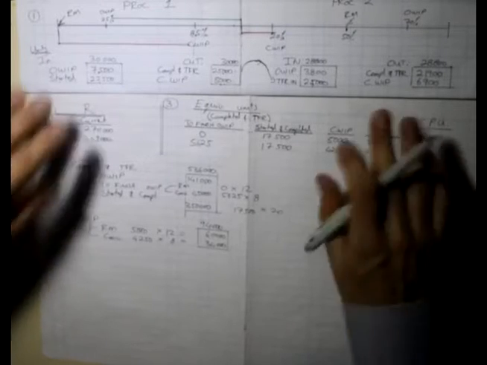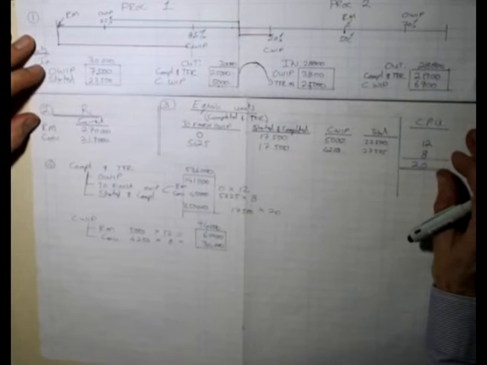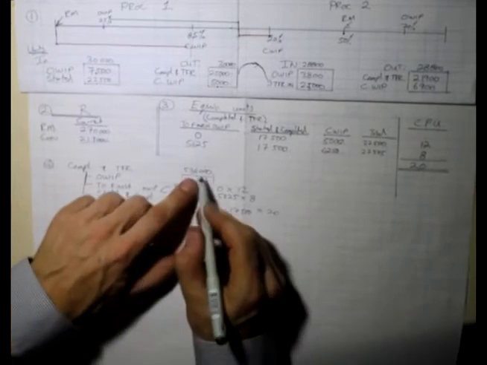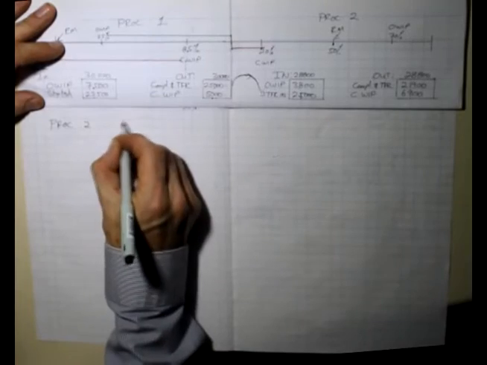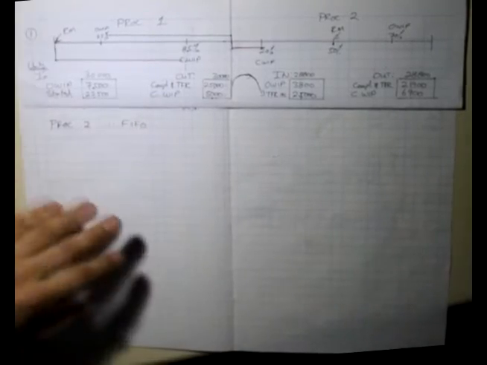Right, that was process 1. We are going to need this amount when we get to process 2. Process 2 on the FIFO method.